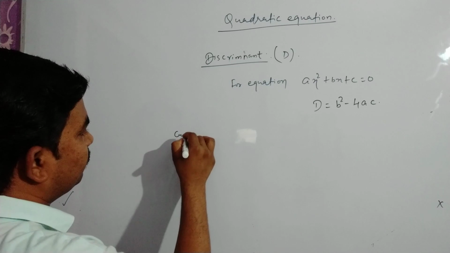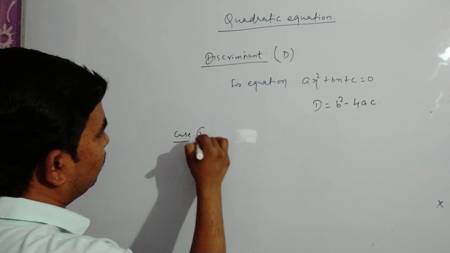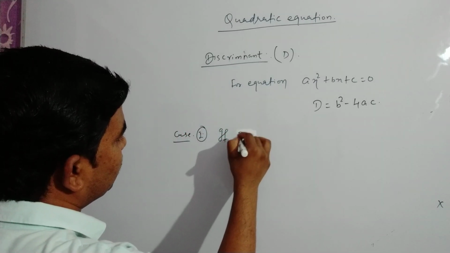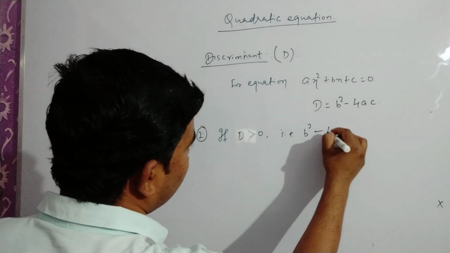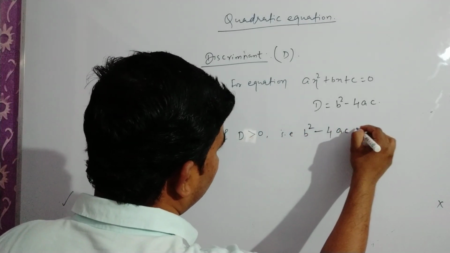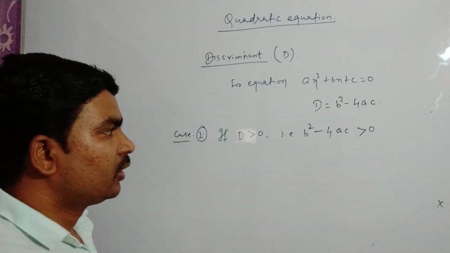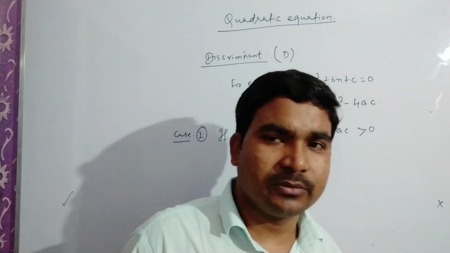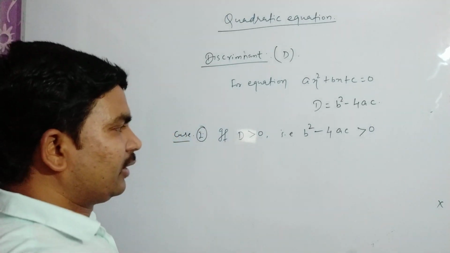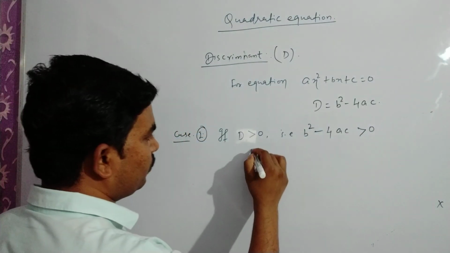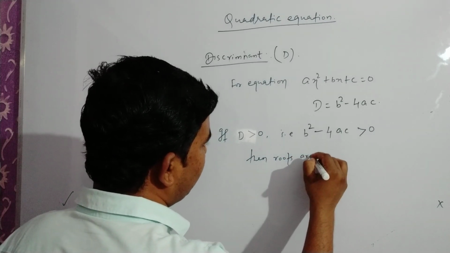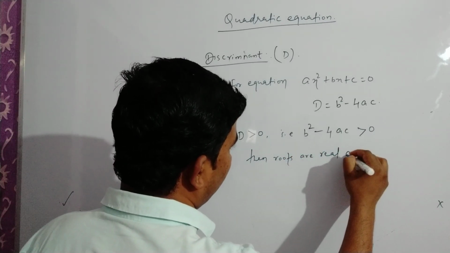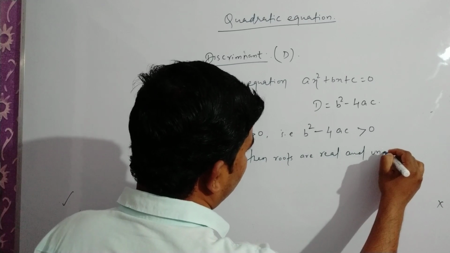Case 1: if D is greater than 0, that is b square minus 4ac is greater than 0, it means that if b square minus 4ac has a value greater than 0, then roots are real and unequal.